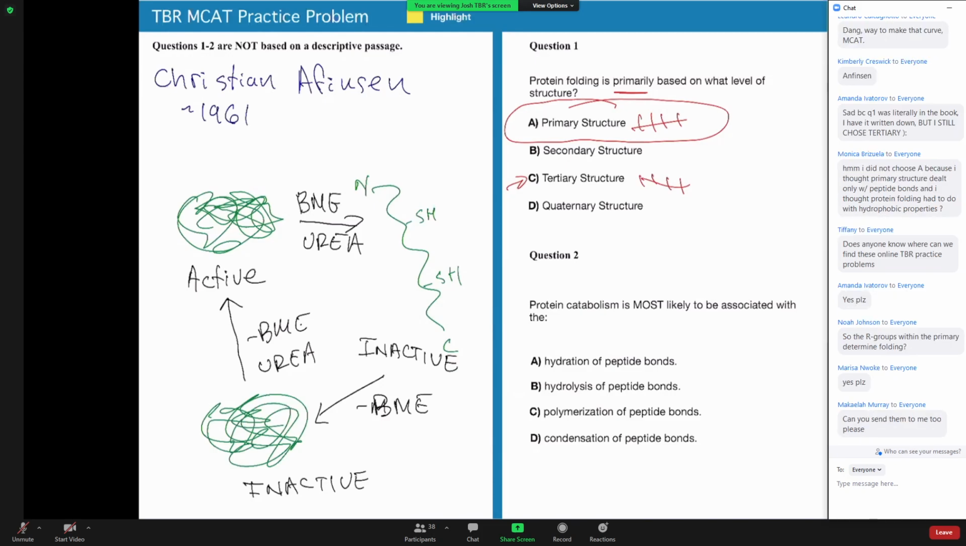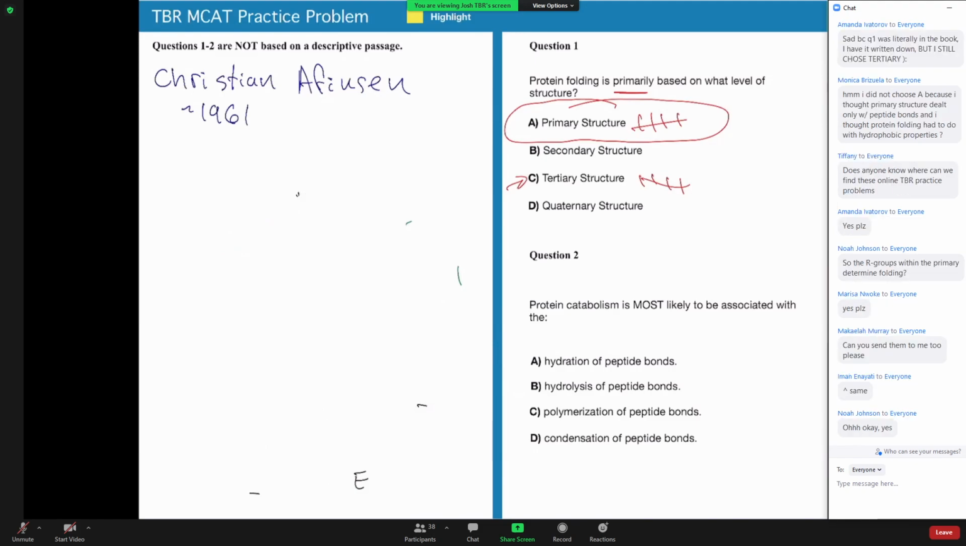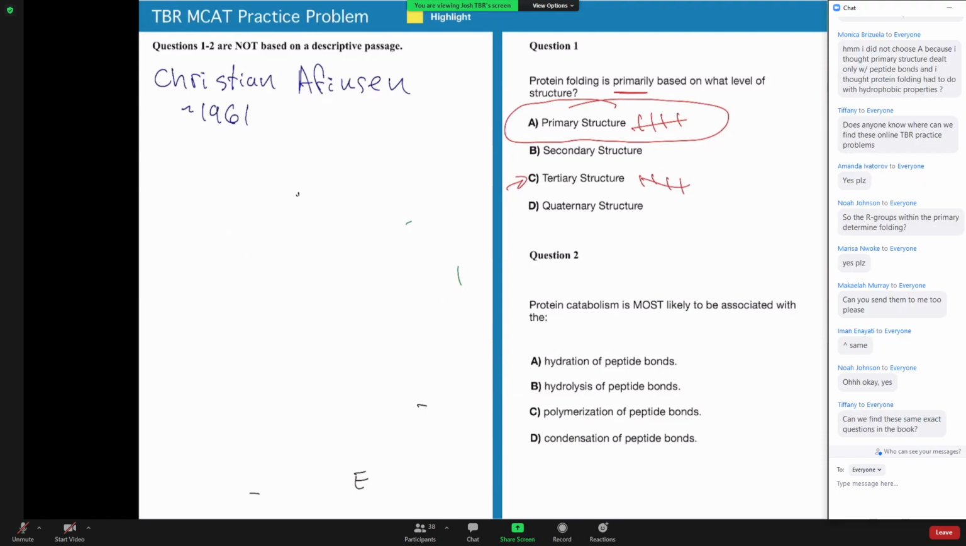No, the R groups do not determine folding, right? Does that make sense? Yeah, it's the primary structure, right? So the idea is that if you had a native active protein, right, and you were to randomly form disulfide bonds, it would be inactive, right? But if you were to let it just fold on its own, whether you reduce it or oxidize it, right? It's reversible. And so the protein would become active, which means that it's the primary structure that determines the folding, not those R groups.